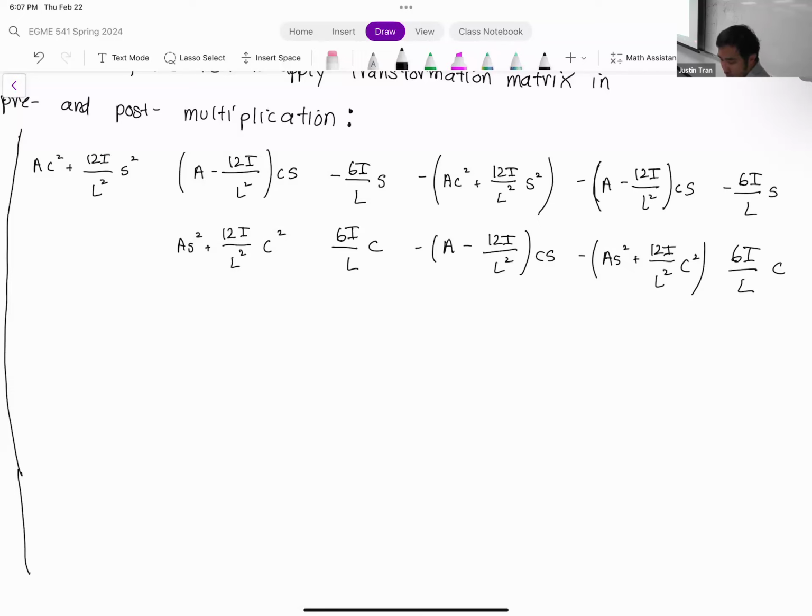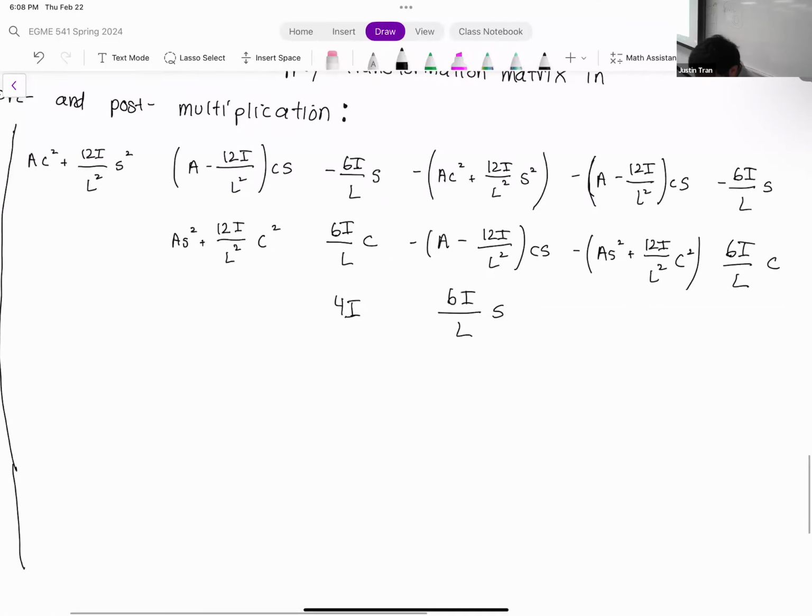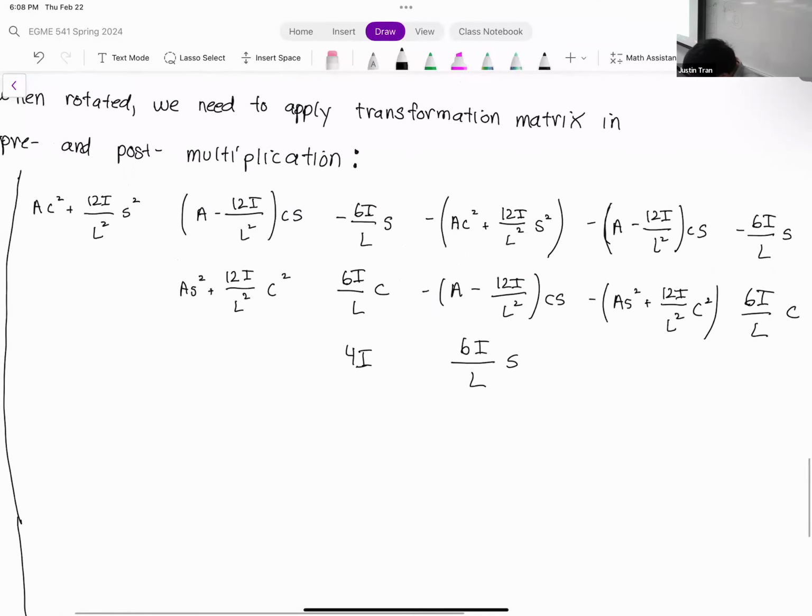All right, third row in the matrix. The third row thankfully gives us a little bit of a break. This is the theta row, the row that corresponds to the rotational degree of freedom. So this right here is 4i. Then we have 6i divided by L times sine of the angle. Then we have minus 6i over L times cosine. The last entry is 2 times I.